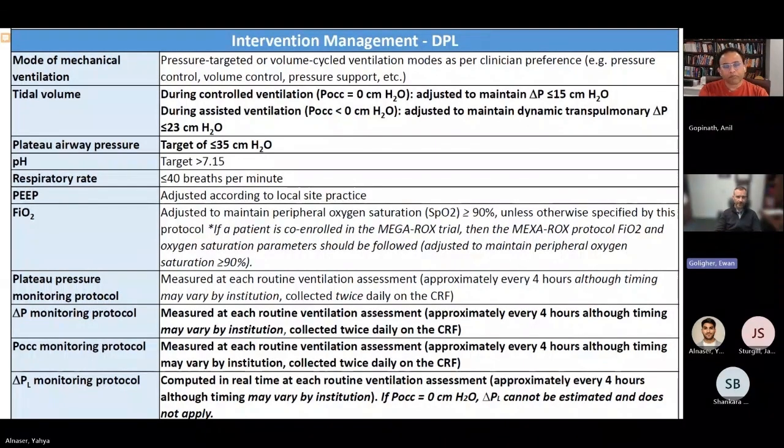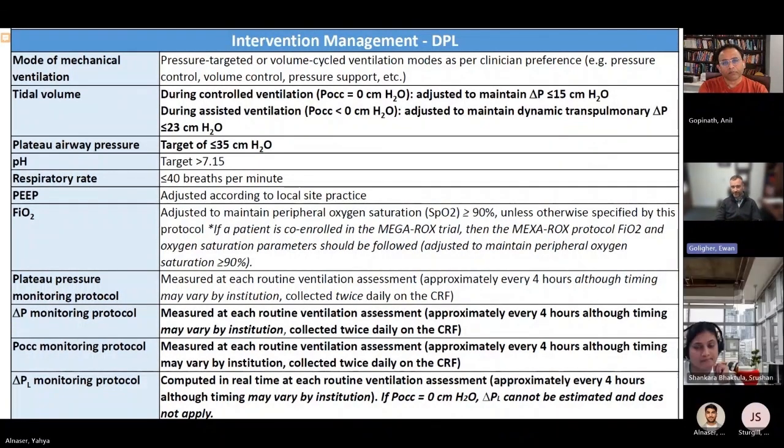In an assisted mode, with the POC less than 0 and the patient breathing, the tidal volume is adjusted, targeting a lung distending pressure of 23 centimeters of water or less. Because that dynamic transpulmonary driving pressure incorporates a resistive component, the threshold for safe is higher than it is for the static driving pressure. We have some physiological evidence suggesting that 23 is sort of the equivalent of 15 during spontaneous breathing. So that's where that number comes from.